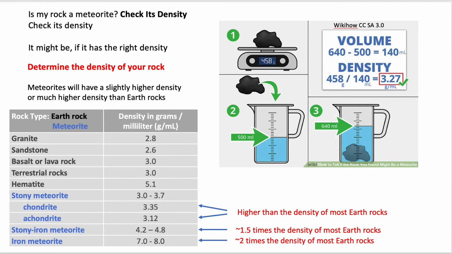provided it fits in. Remember not to let your rock plummet down to the bottom of a glass graduated cylinder. Just tip it at an angle so that it slides down. Here in the table you can see that iron meteorites are twice the density of Earth rocks, stony iron meteorites 1.5 times, and even stony meteorites have a higher density than most Earth rocks.